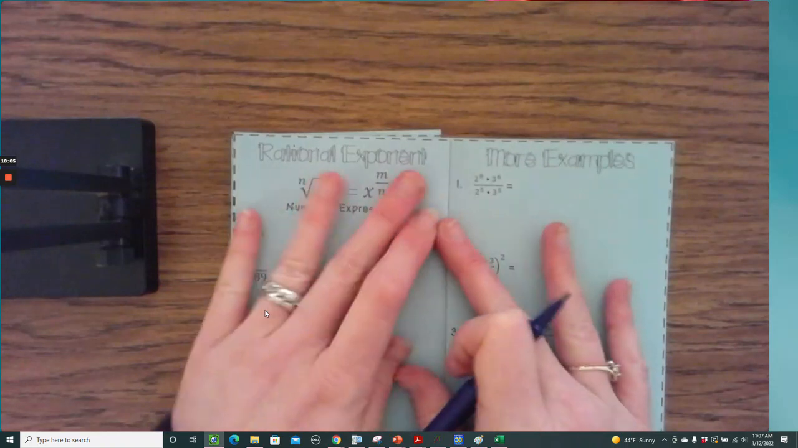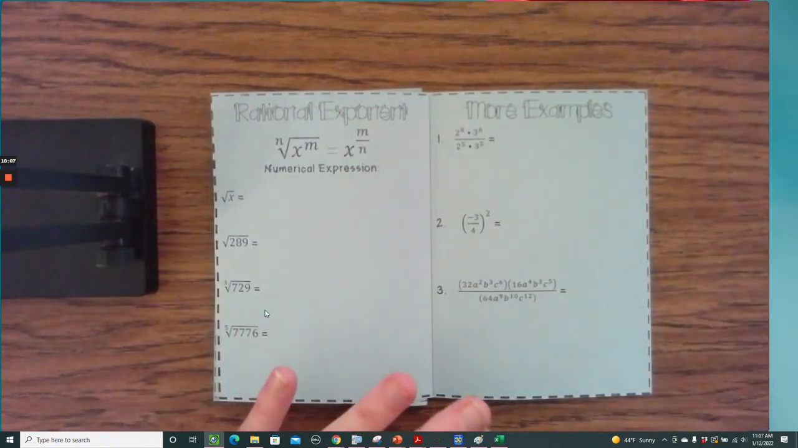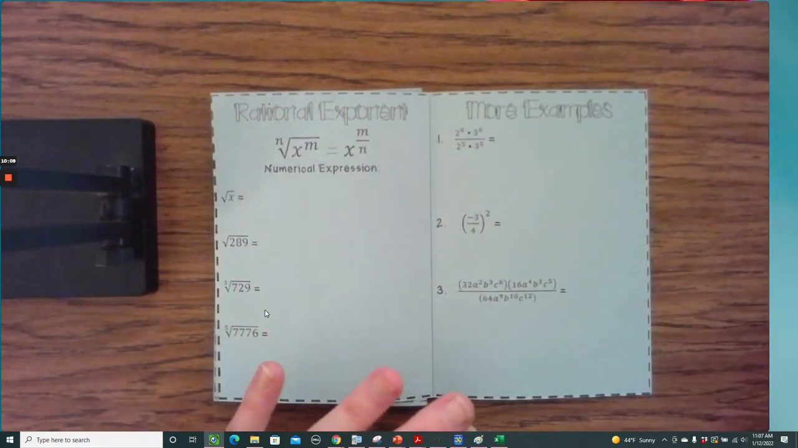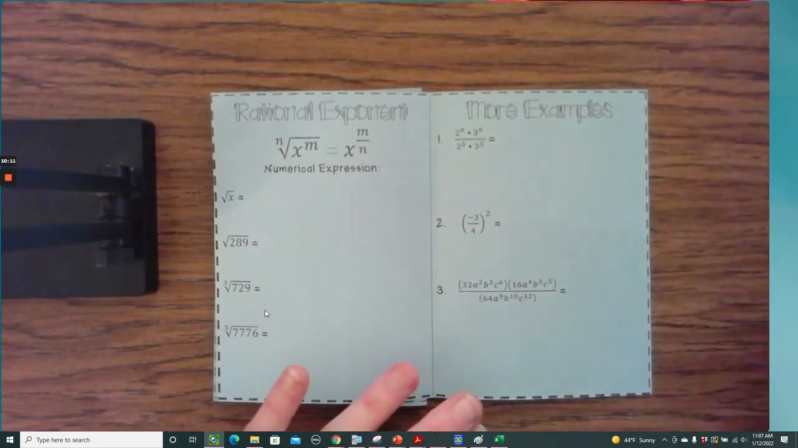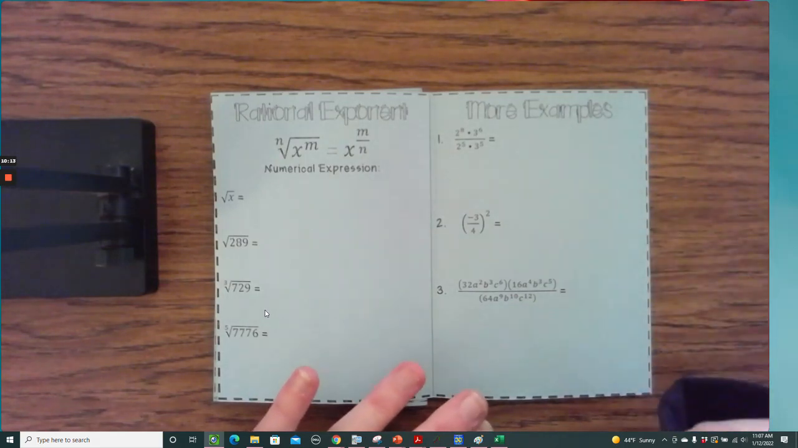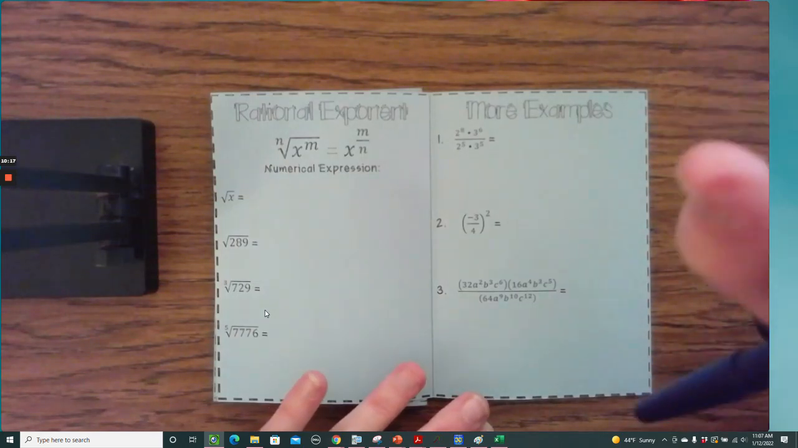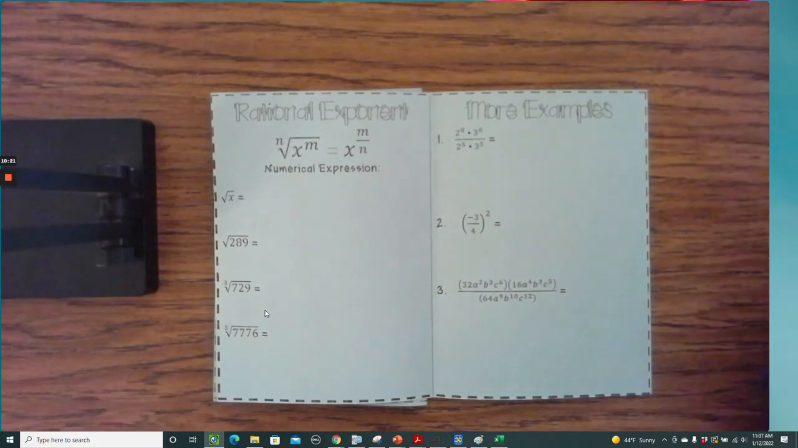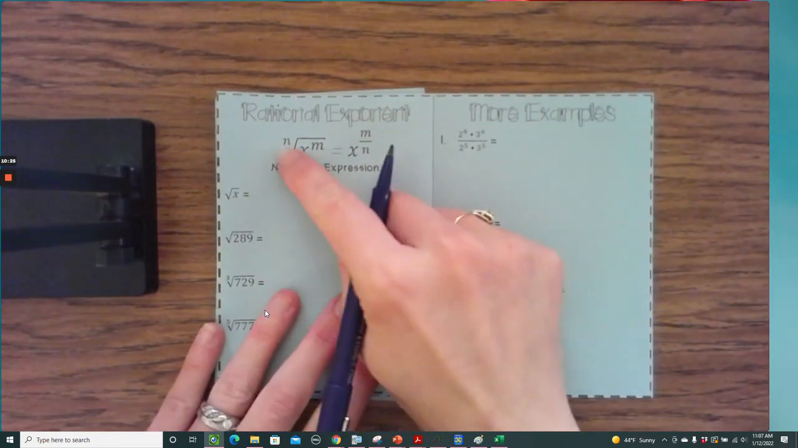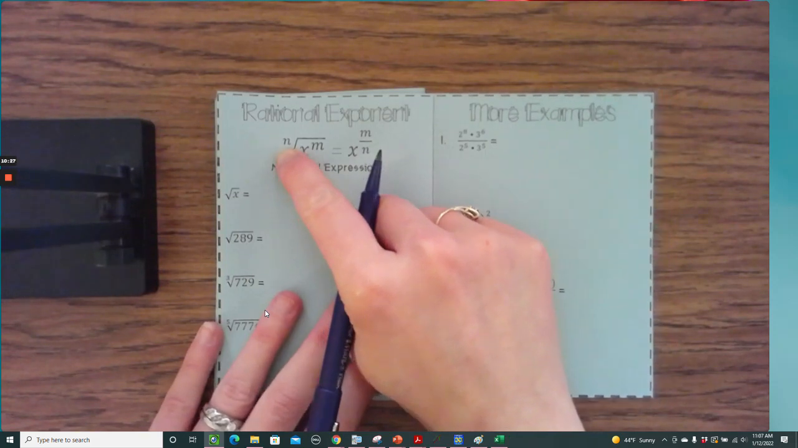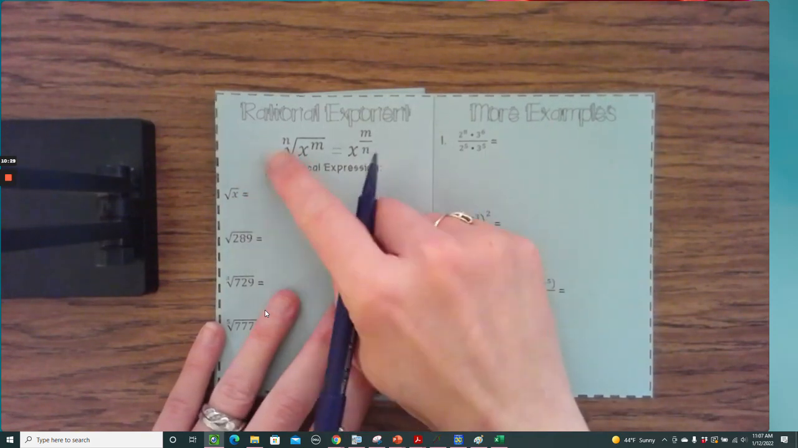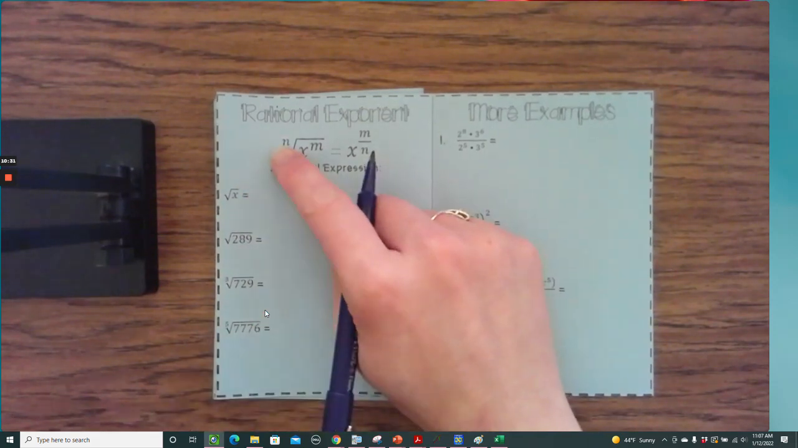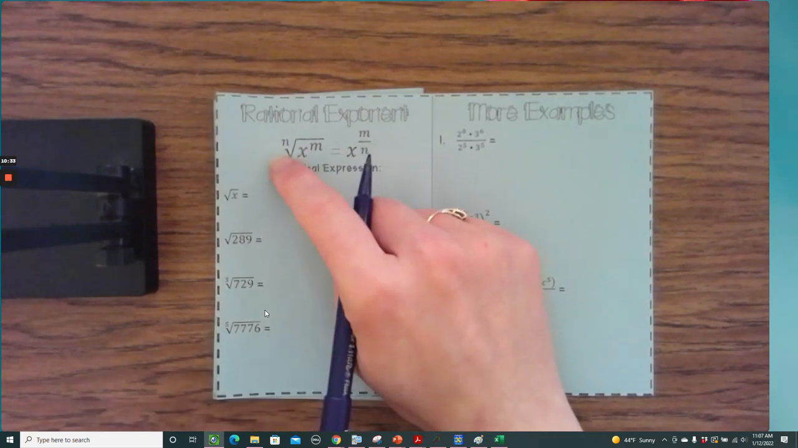All right, rational exponents. So rational exponents, well, let me find it real quick. There it is. Okay. So we have this thing called an index. That's the n. If it's just a regular square root, that's just a 2. It's assumed to be a 2. But there's other numbers that we can put there.